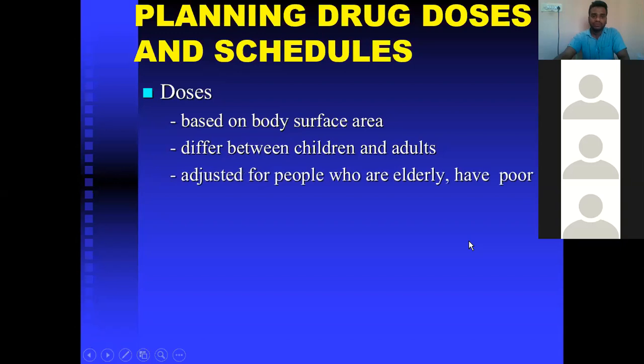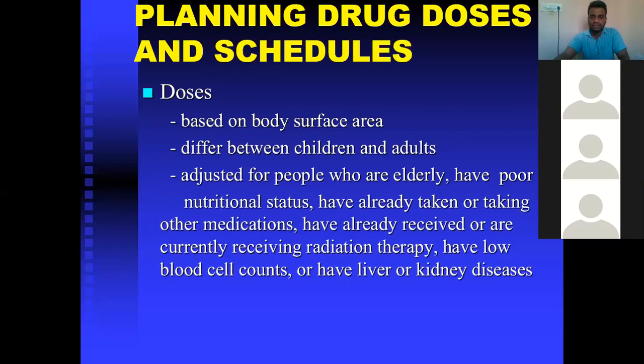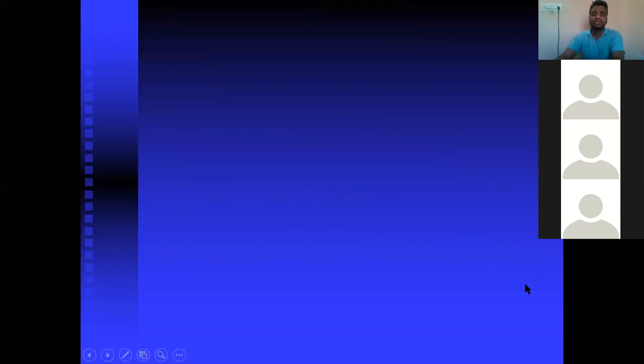And of course, this body surface area differs between children and adults, and this is adjusted for people who are elderly, who have poor nutritional status, who have already taken or are taking other medication, who have already received or are currently receiving radiation therapy, or have low blood counts, or have some kind of liver or kidney disease, because of taking into account the side effects. Okay.